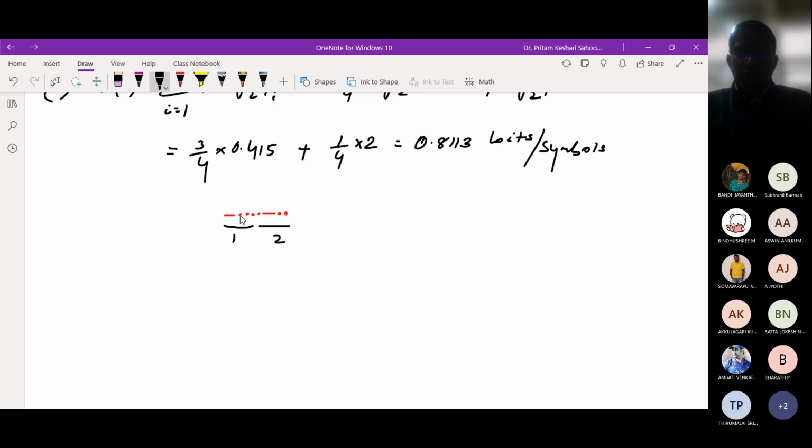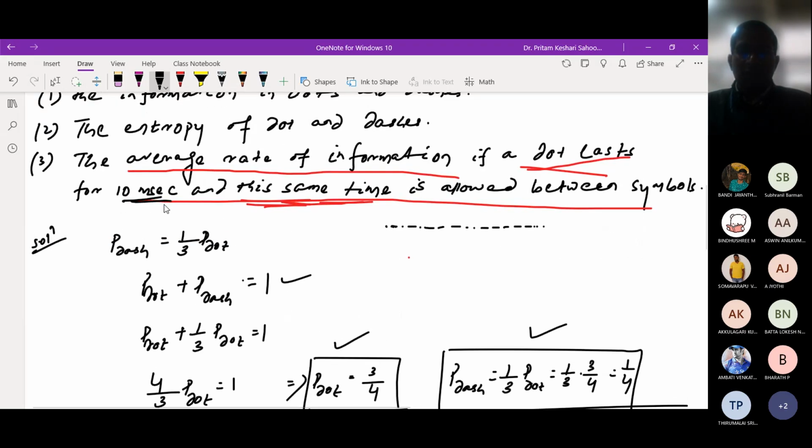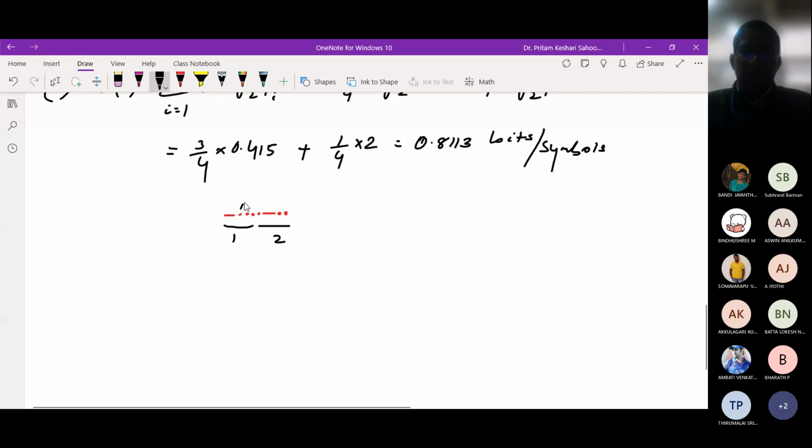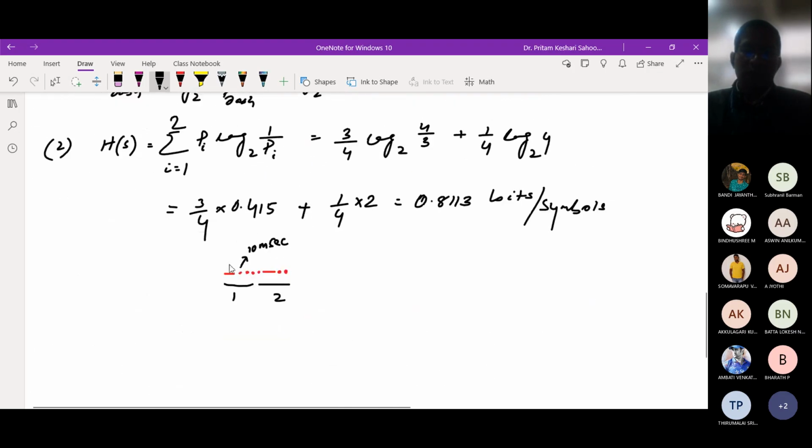So what is the length of this dot? The length of a dot is 10 milliseconds. All dots have the same length, that is 10 milliseconds. And since in the very beginning it is given that a code is composed of dots and dashes, and a dash is 3 times as long as a dot, what will be the length of the dash? 3 times as long, so it will be 30 milliseconds.